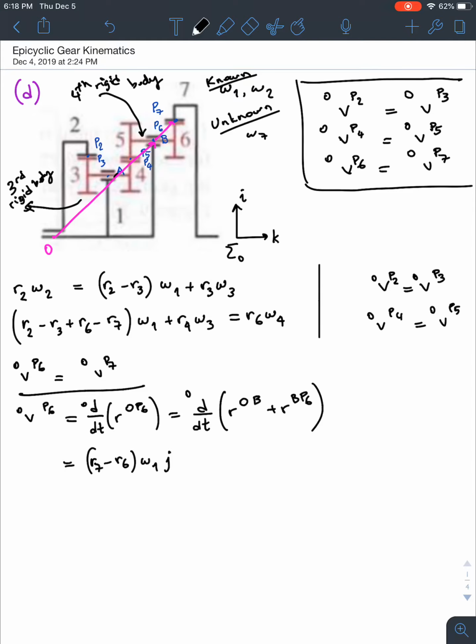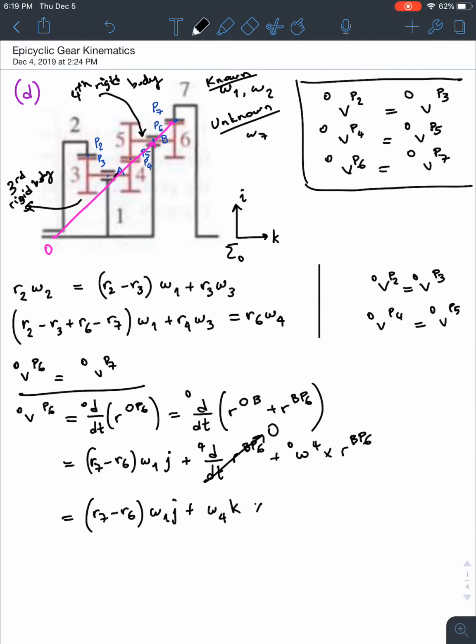Then I need to go to P6. Essentially, I need to take the derivative of that vector now. But that vector is fixed on the 6th gear, in other words, on the 4th rigid body. So I'm taking that derivative on the 4th rigid body using the differentiation in 2 frames formula. So we get R7 minus R6 omega 1 j plus, this thing is 0, the angular velocity of 4 in 0 is omega 4 k cross the position vector from B to P6, which is R6 in the I direction, R6 I, which will give me R7 minus R6 times omega 1 plus R6 omega 4 in the j direction. All of them are in the j direction.